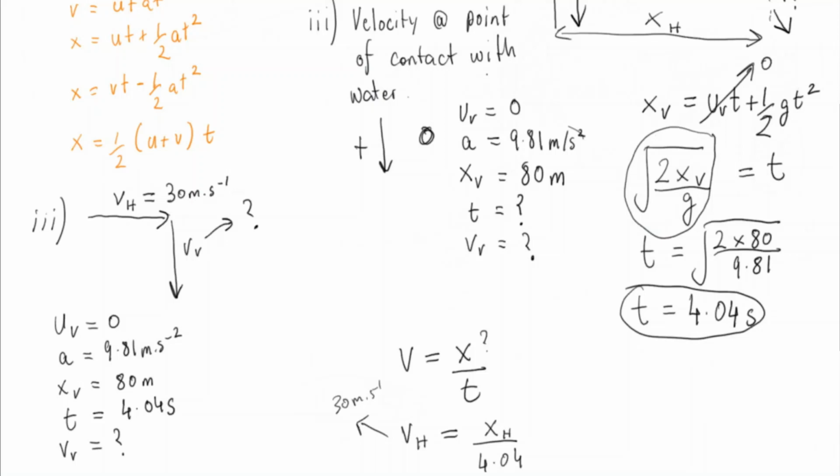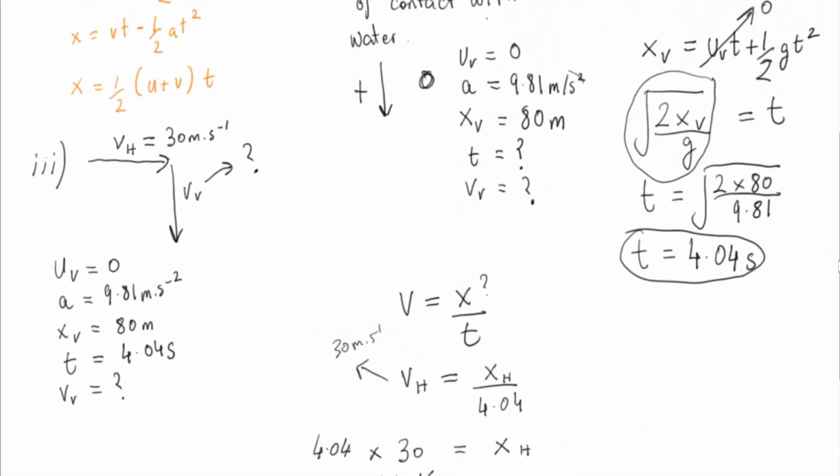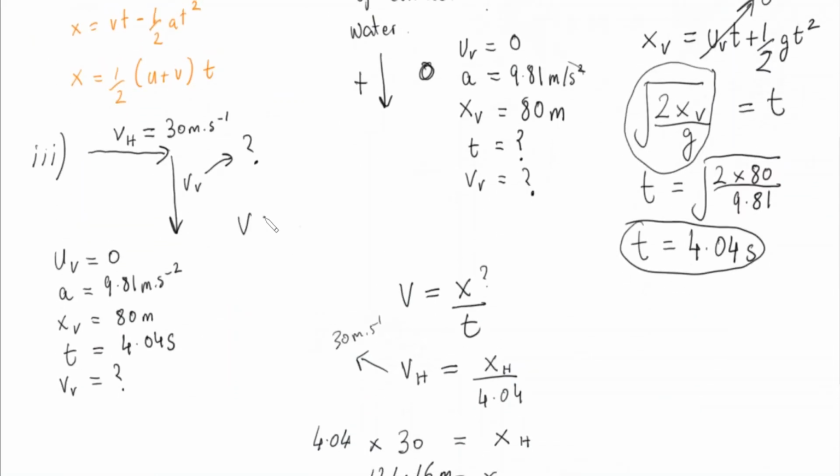And what we need to find is v of v. So if I go back up to our equations of motion, there's actually two that will do the job, but I'll go ahead and use this one because it's easier. There's no squared terms in there. So I'll go ahead and plug that in. So let's write down our equation. v is equal to u plus at, where v is going to be our vv, final velocity of the vertical component. u is going to be 0, acceleration is going to be 9.81, and our time is going to be 4.04.